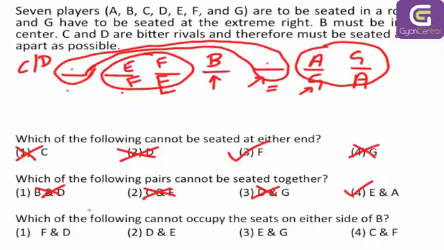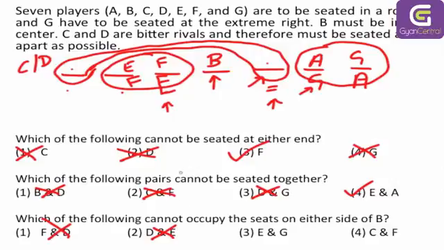And for the final question, which of the following cannot occupy the seats on either side of B? Okay, F and D. Possible? Yes. F comes here and D comes here, so it is possible. So it is out. D and E. Once again, E can come here at this position left of B. D can come to the right of B. So this is also out.